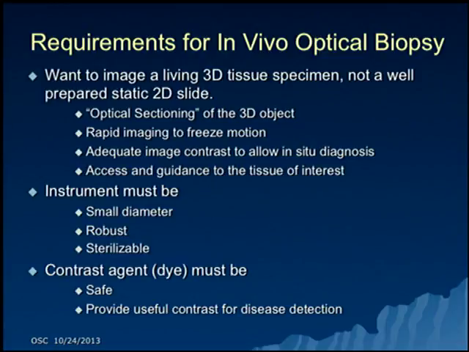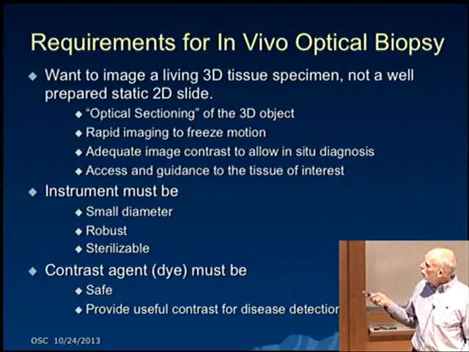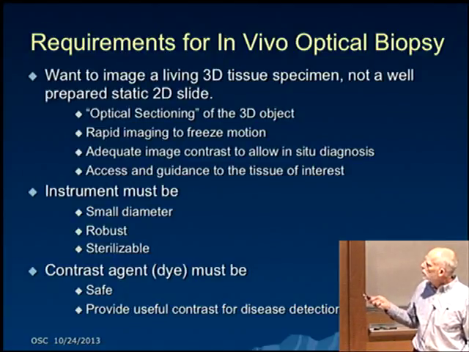Jennifer Barton gave a very nice description of OCT in this context of optical biopsy, and there's nonlinear microscopy. There's lots of ways of approaching this. But what do you need for all of these? For in vivo optical biopsy, you need to be able to essentially section, like this thin section of prepared tissue, a 3D object without actually cutting it. So how do you do optical sectioning?